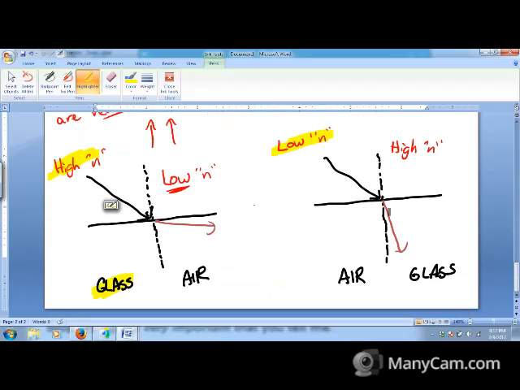In the next video, I might talk about Snell's law and the actual mathematical relationship between the degree of bending that occurs with light waves in different media.